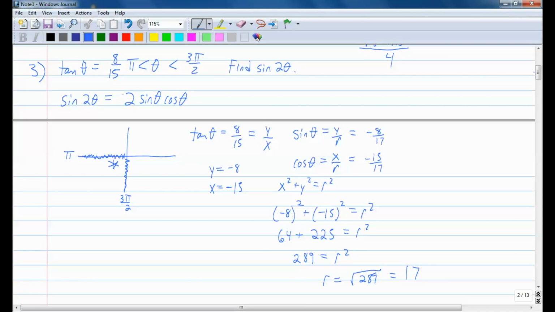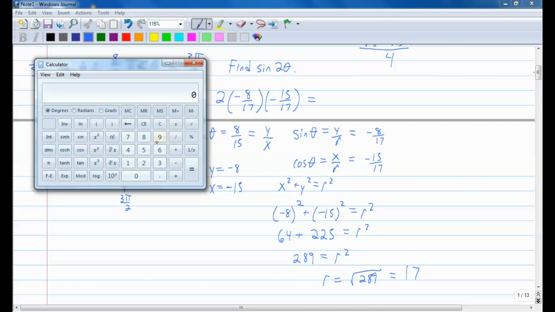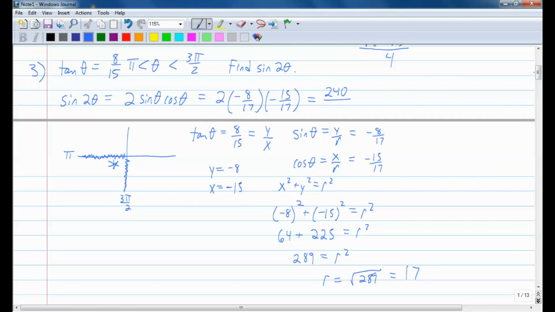Okay, so now that we have solved for sine and cosine, we can plug those in up here. So it's 2 times negative 8 seventeenths times negative 15 seventeenths. So a negative times a negative is a positive. And then, 2 times 8 times 15 is 240. And 17 times 17 is 289. Alright, so our answer is 240 over 289, which is A.